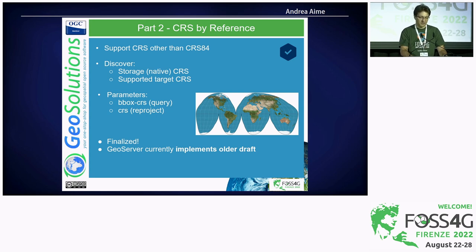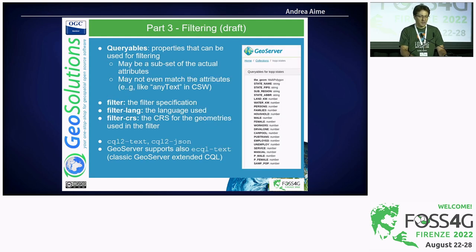GeoServer is implementing an older draft of this CRS by reference, and we are looking forward to getting resourcing or funding to align to the final version. Part 3, filtering, is still a draft. Mind, this is not released. It adds the notion of queryables, which are properties that you can use for filtering. Typically, they are the attributes that you have in your dataset. It might not be all of them, but you are not limited to them. You can also use properties that do not show up in the attributes, like any text, for example.